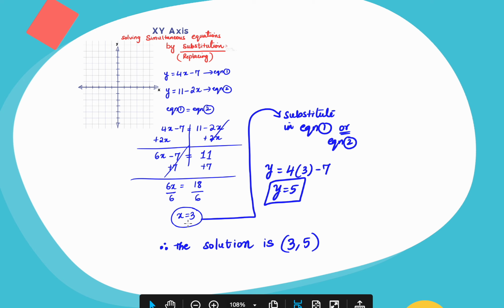Once you get your x value here, you take this x value and substitute it into equation 1 or equation 2. It doesn't really matter; choose based on your convenience and the simplicity of the equation, to approach the solution faster. I'm choosing equation 1. So 4 times x, replace x with 3, minus 7. So your y is 5. Therefore, the solution is 3 comma 5. This is the common point for both of the equations.